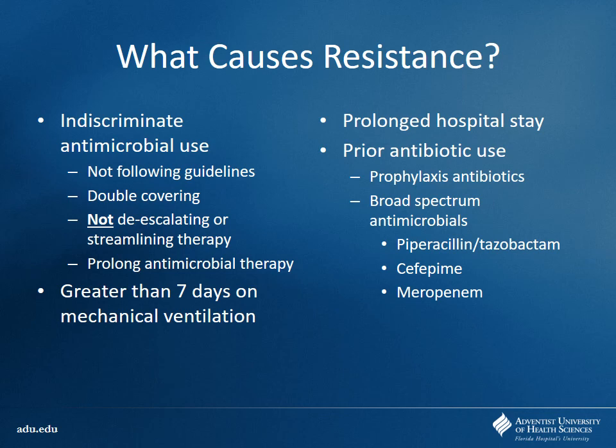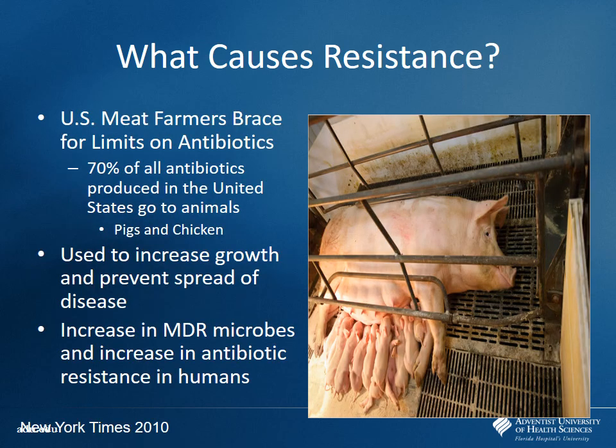And then also looking at prior antibiotic use. Patients who have repeated courses of broad spectrum antibiotics or repeated courses of prophylactic antibiotics are more likely to get one of these resistant bacteria strains, right? Like we talked about with meat production, getting a lot of antibiotics put into your animals leads to a lot of resistance as well.